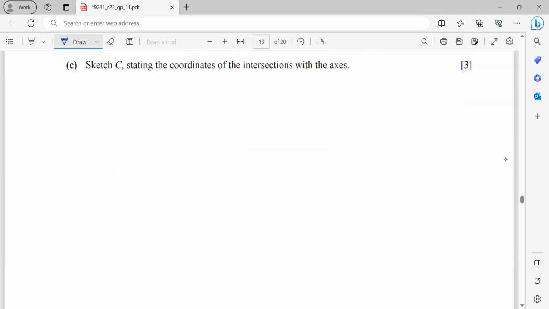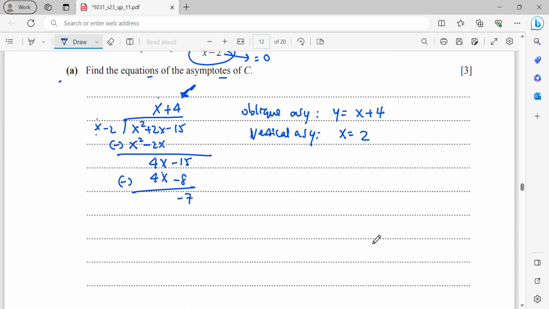Now sketch a curve stating the coordinates of the intersections with the axes. So now I will rewrite my curve function. y is x squared plus 2x minus 15 over x minus 2. So now we have oblique asymptote y equals x plus 4 and x equals 2.